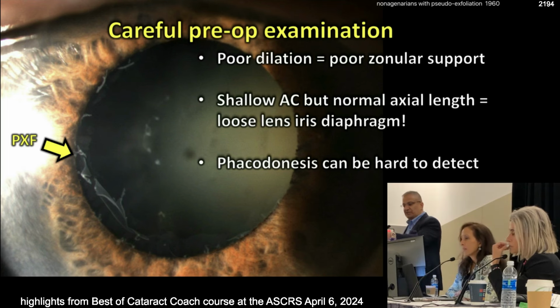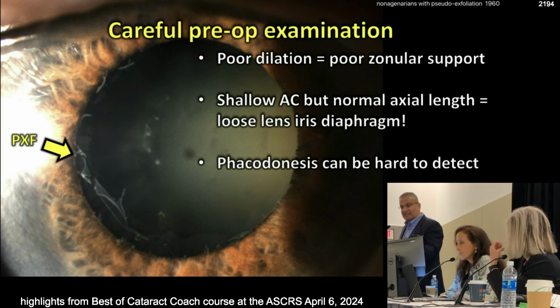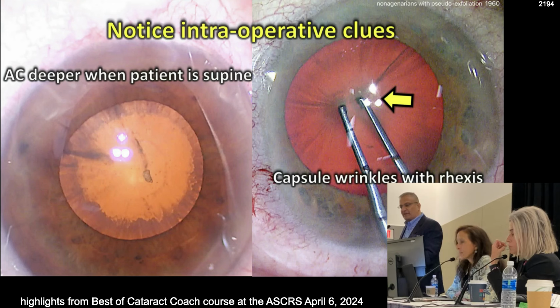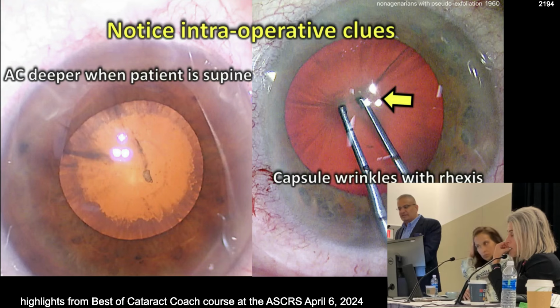Well, Rose brought up a good point. So shallow AC, but normal axial length. Well, you asked the axial length. You're right. So loose lens iris diaphragm, and so sometimes harder to detect that phacodonesis. Sometimes we'll see this on the OR table. You'll see an AC that's deep with the patient supine, and then a lot of wrinkles with the rhexis. All kind of very important intraoperative clues here.